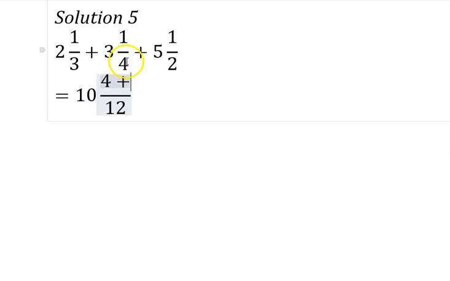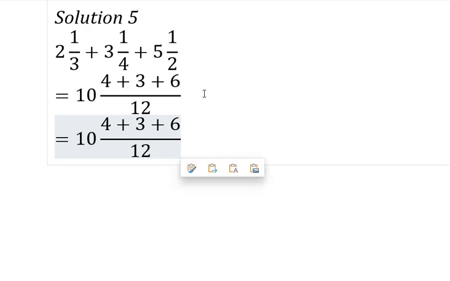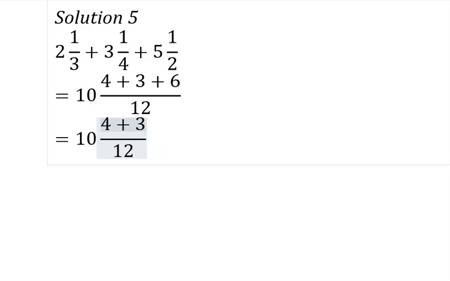How many times will 4 go in 12? 3 times. 3 times 1 will give us what? 3. How many times will 2 go in 12? That's 6 times. 6 times 1 will give us what? 6. We now have 4 plus 3 plus 6. Awesome. We'll add those numerators. So 4 plus 3 will give us what? 7. And 7 plus 6 will give us what? 13.